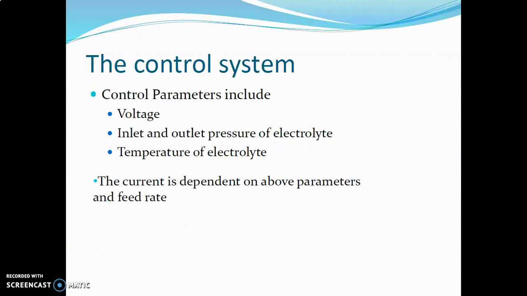The next part is the control system. Control parameters include the voltage, inlet and outlet pressure of the electrolyte, and temperature of the electrolyte. The current depends on the above parameters and the feed rate. So these are the main parameters which control the whole process. As we can see, the material removal rate, depth of penetration, and even the quality of the cut are the controlled parameters.